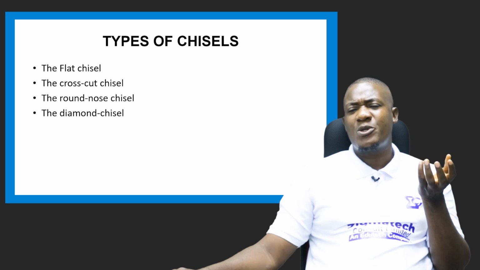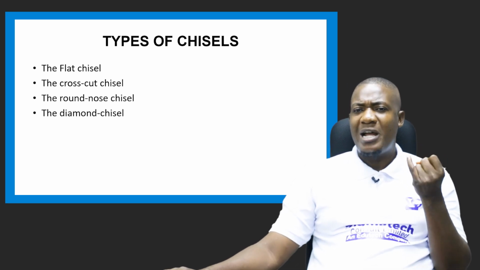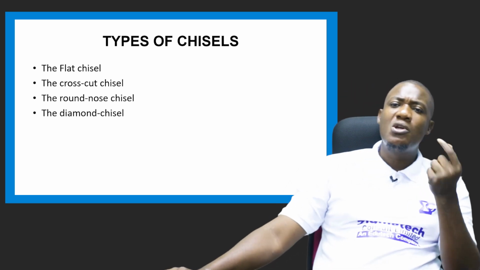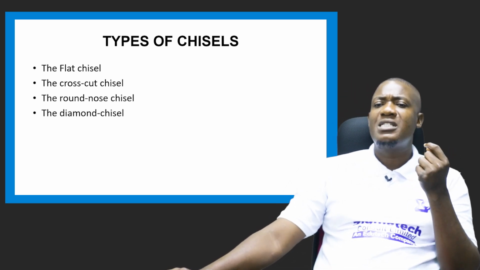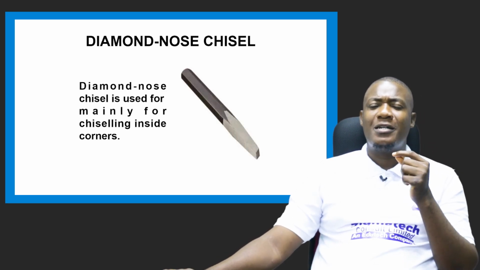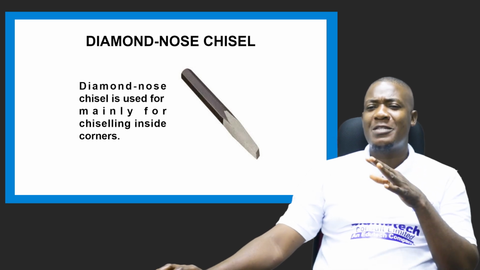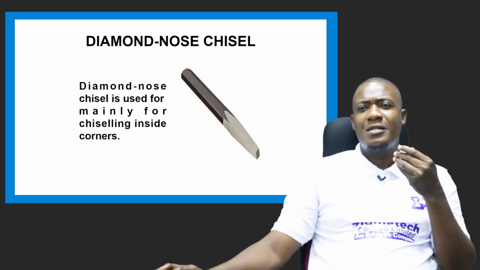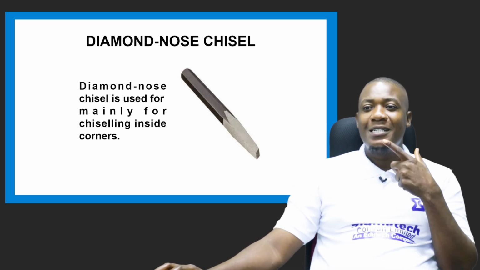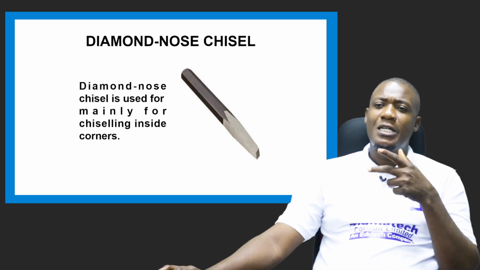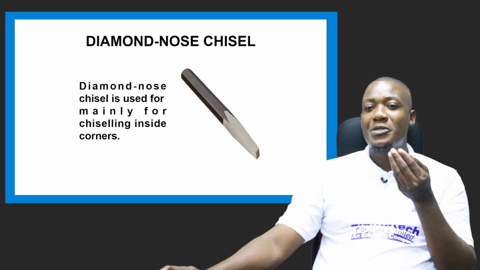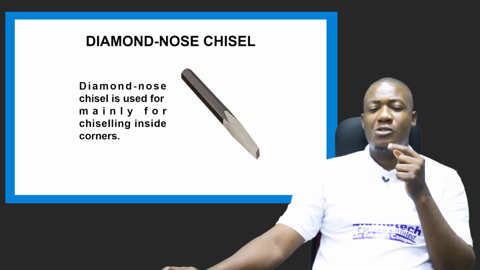We also have different types of chisels. We have the flat chisel, we have a cross-cut chisel, we have the round nose chisel, we also have the diamond nose chisel. The fascinating aspect of these tools is that they get their names from their look. Look at this chisel, it looks like a diamond. So the name, a diamond nose chisel. That's what you're seeing on your screen.